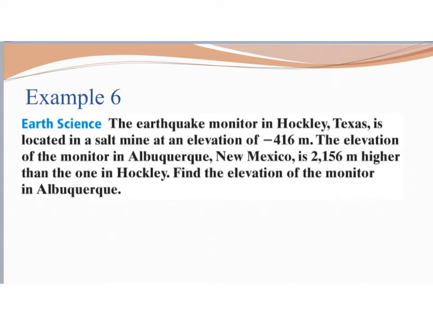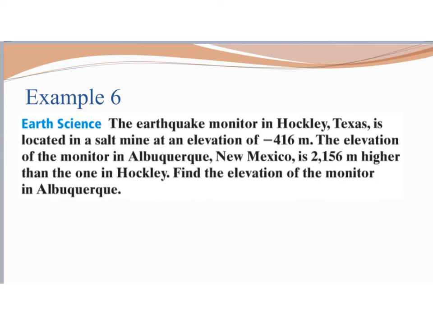Example 6 says, the earthquake monitor in Hockley, Texas is located in a salt mine at an elevation of negative 416 meters. The elevation of the monitor in Albuquerque, New Mexico is 2,156 meters higher than the one in Hockley. Find the elevation of the monitor in Albuquerque. So what we're going to do for this problem is take the information that was given.